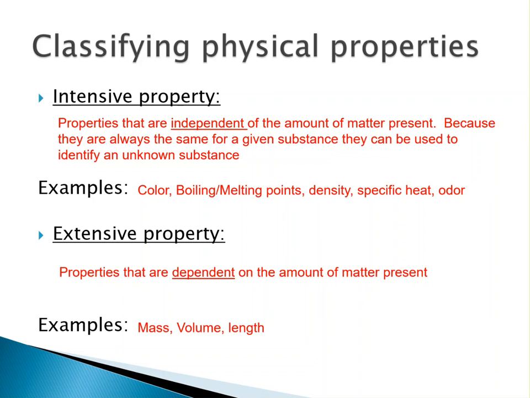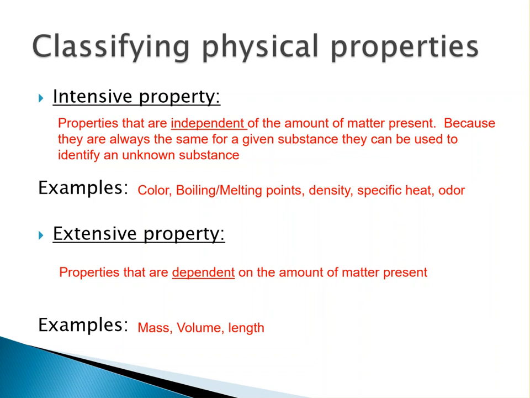So let me give you an example. We have an unknown liquid. It's a clear, colorless liquid. It has a mass of 10 grams. Is just knowing what its mass is enough to identify what it is? A lot of things could be 10 grams. I have a sample of a clear, colorless liquid. It has a volume of 30 milliliters. Also, not enough information to identify it.